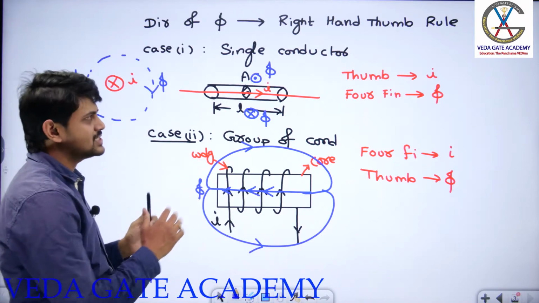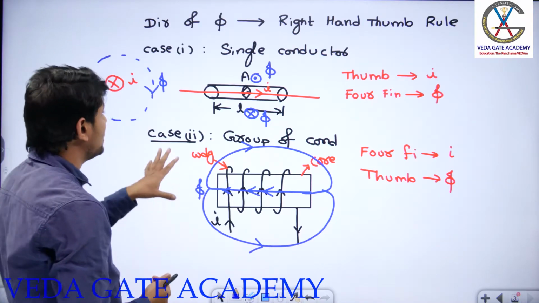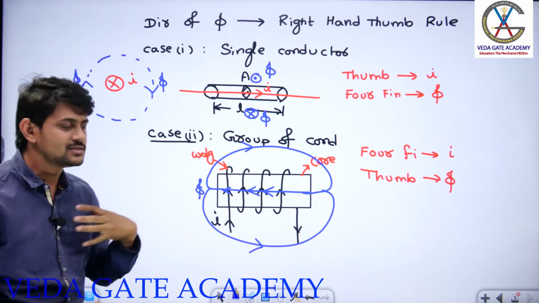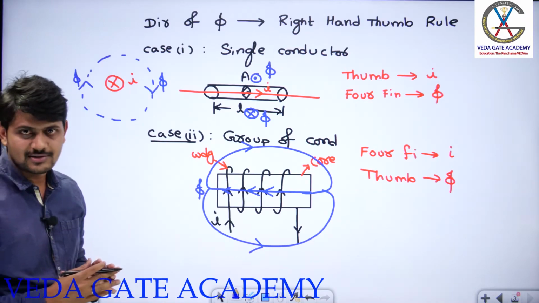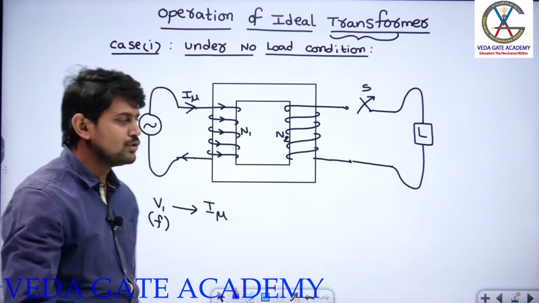So I hope by this discussion we clearly understand when we have to apply right hand thumb rule. I am saying that in the majority of the cases in all the machines whatever we are discussing, we will follow the same procedure, guys. Now let us come back to our discussion. I hope by this time you understand now, right?